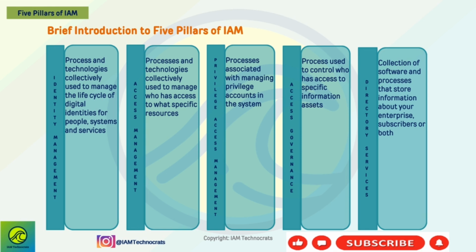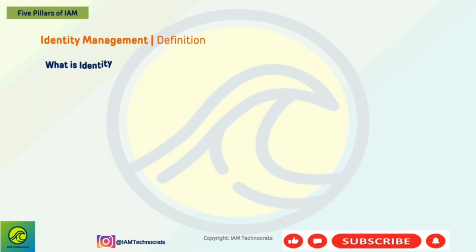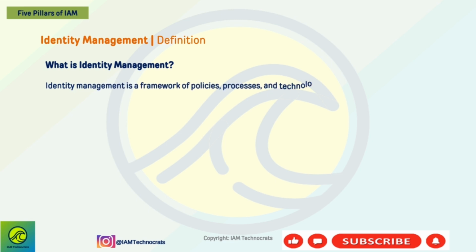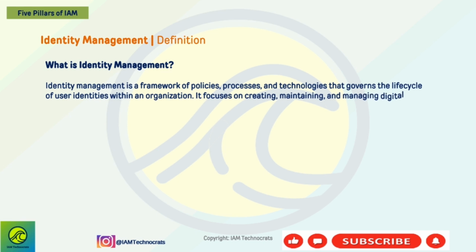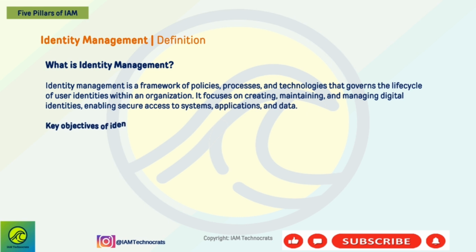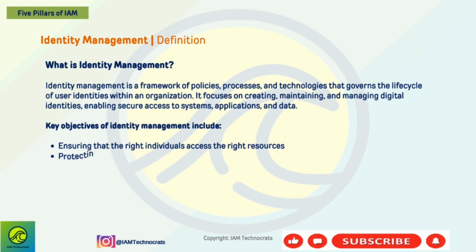Now let's discuss these 5 pillars of identity and access management one by one in detail. What is identity management? Identity management is a framework of policies, processes, and technologies that governs the life cycle of user identities within an organization. It focuses on creating, maintaining, and managing digital identities, enabling secure access to systems, applications, and data.